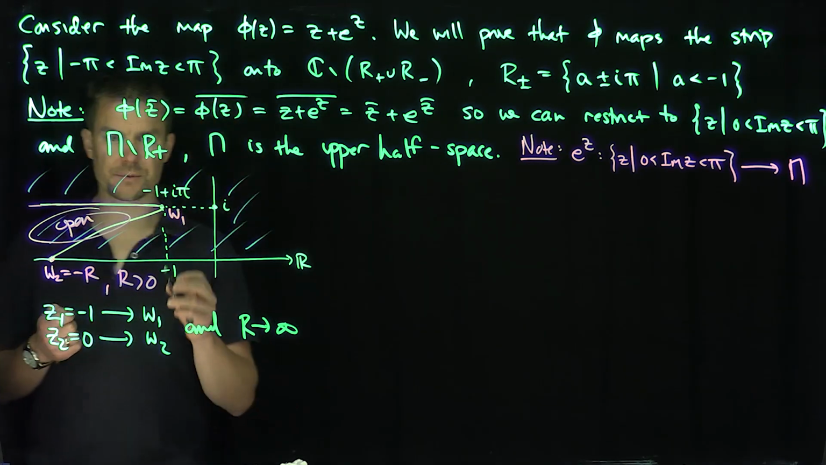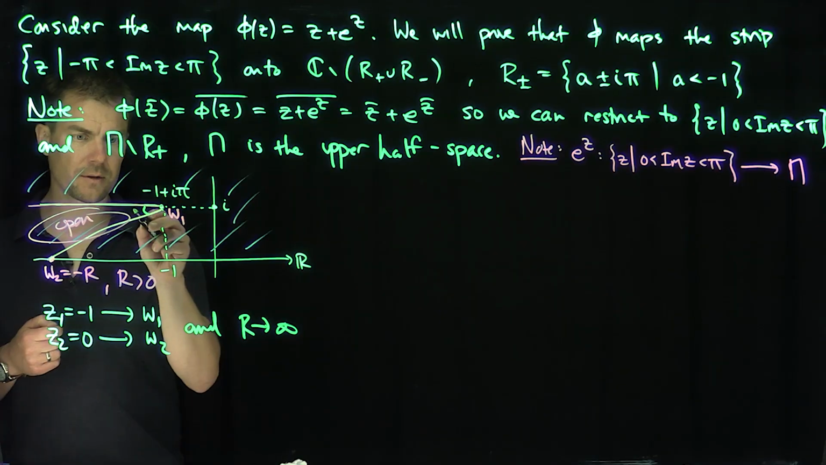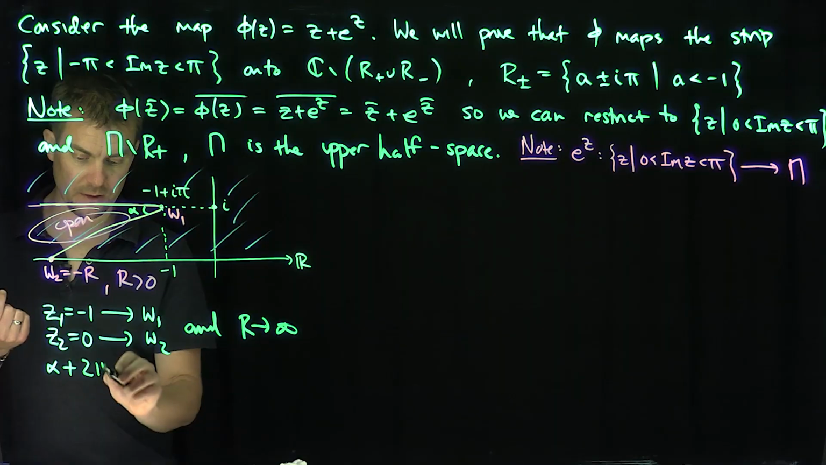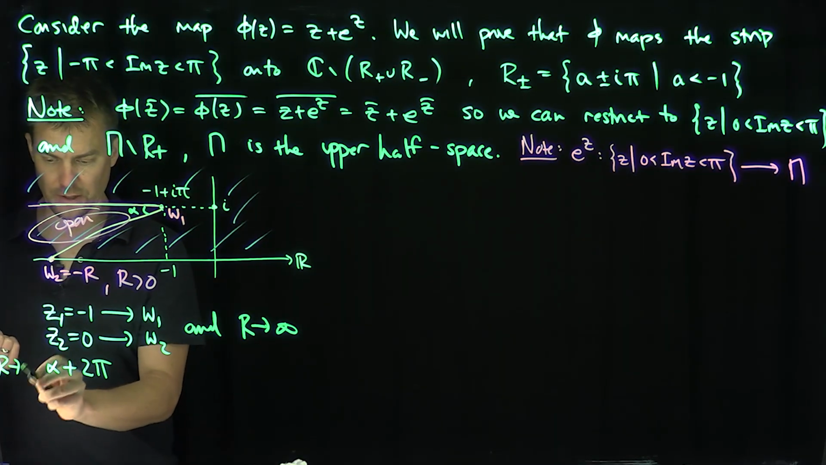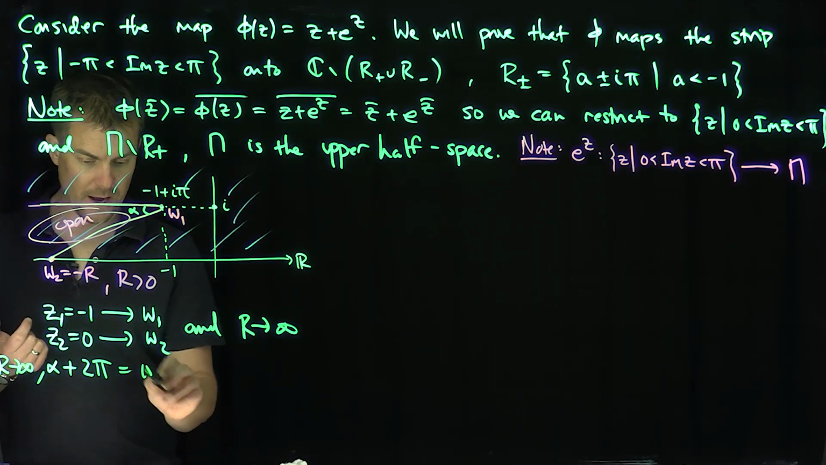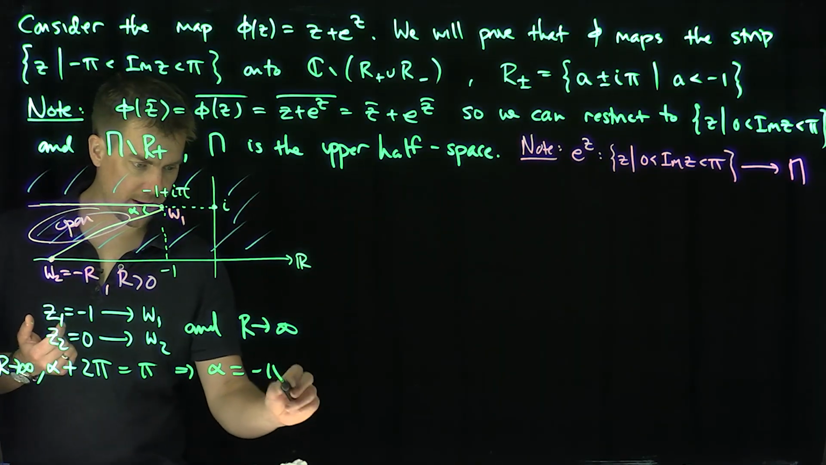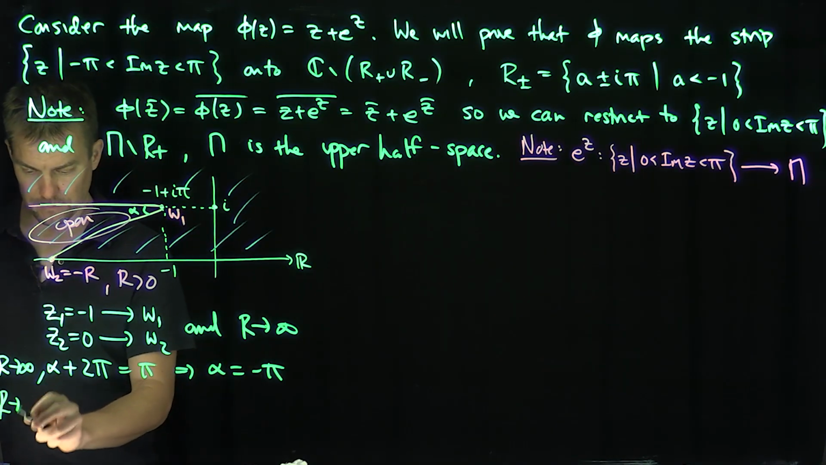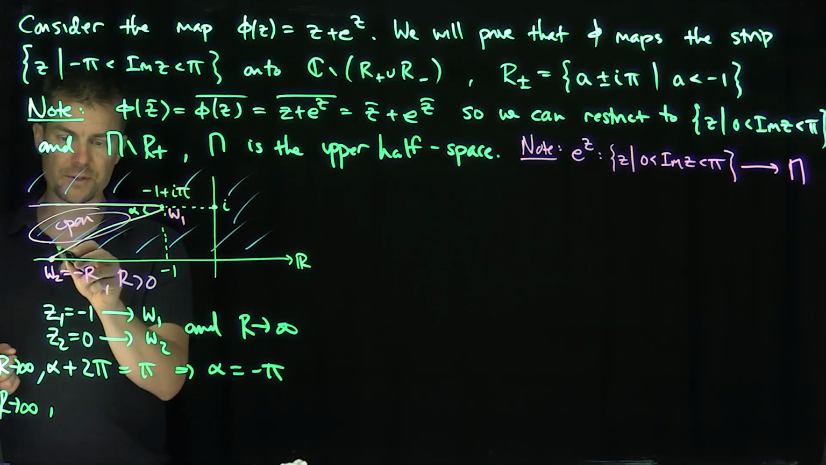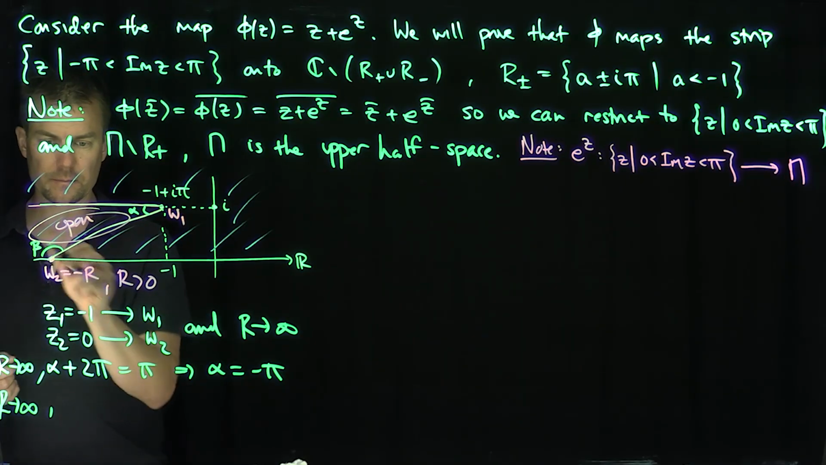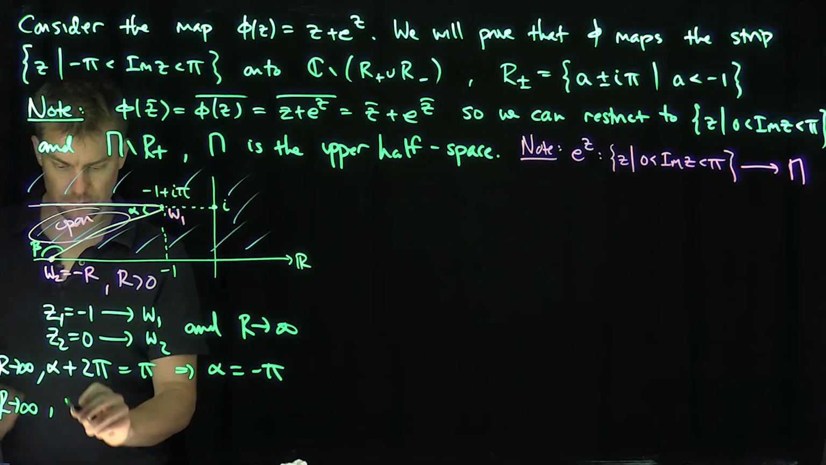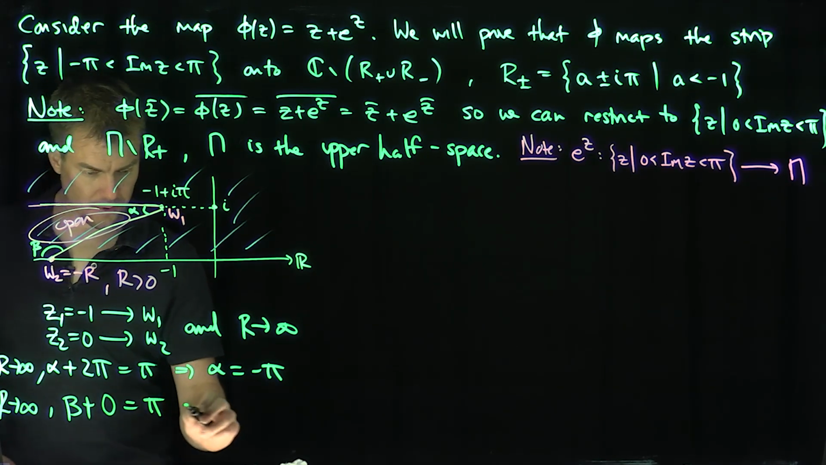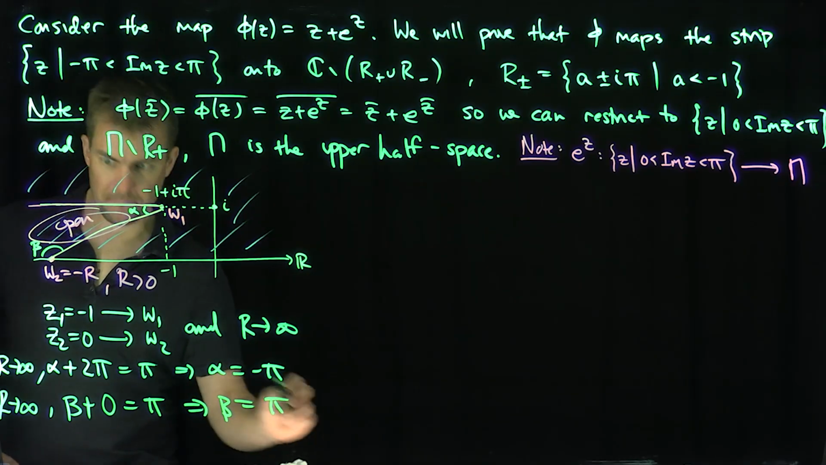What are the exterior angles? Over here, the exterior angle is alpha. So alpha plus 2 pi in the limit, as r goes to infinity, is equal to pi, and that's going to force alpha to be -pi, which is going to be a positive exponent. Then as r goes to infinity, look at beta. Remember, this is open over here now. So I know that beta plus 0 in the limit is equal to pi, and that forces beta to be pi. Great.